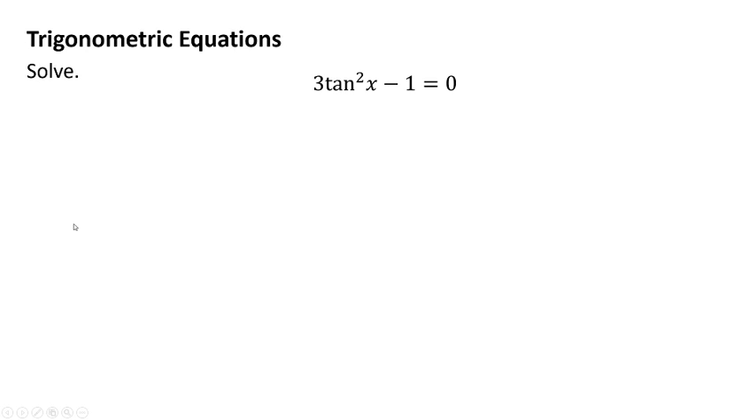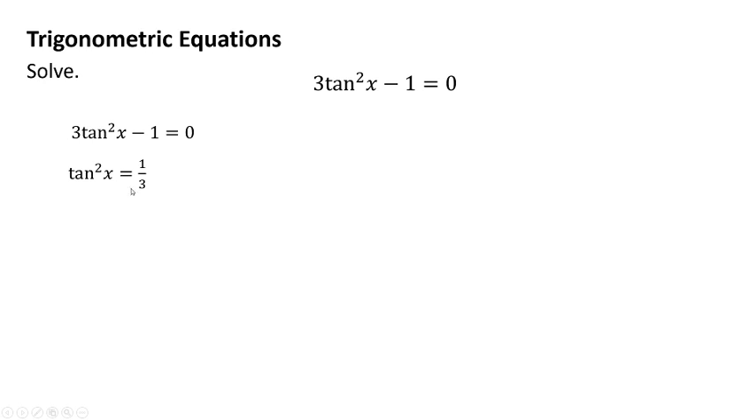Okay, let's just try an additional one here. This one is slightly more complex, but the procedure is really the same, in which we're getting the trig function by itself. So we start off with this, and we add 1 to both sides here, so we have tangent squared x is equal to 1. Then divide both sides by 3, so we have tangent squared of x is equal to 1/3.